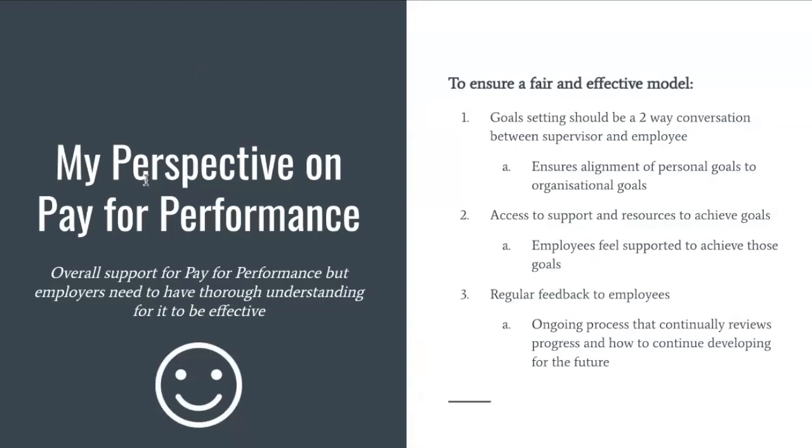However, to ensure a fair and effective model, supervisors need to do a thorough job analysis to ensure that this will be fair for everybody. Here are 3 things that they can take note of. So first, during the goal setting conversation, it should be two-way between supervisor and employee. This ensures that both parties' goals are aligned and will be met, which is a source of motivation for the employees to put in effort and output high performance.